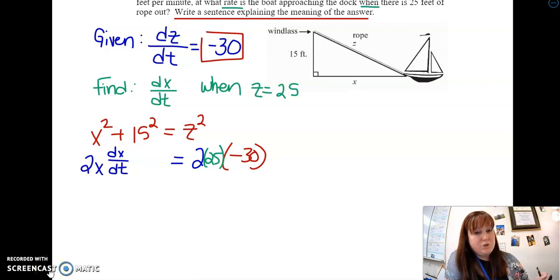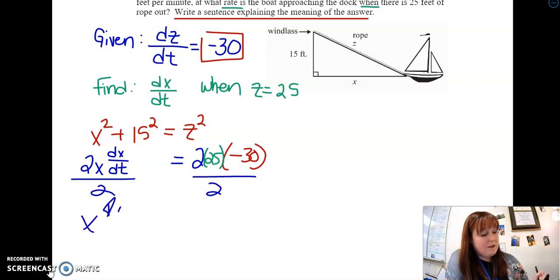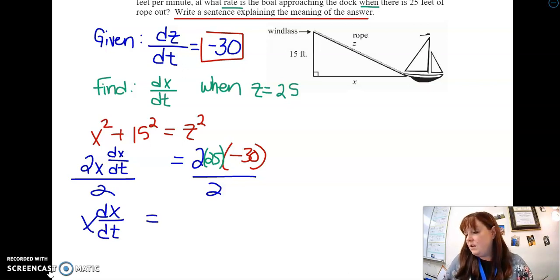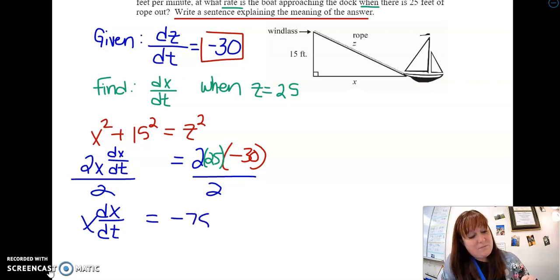So I see that I have a 2 on both sides, so I'm just going to divide both of these by 2 right now. So I have x. You don't have to, it's just a little less math you have to do. My pen is going crazy. I keep having to reset. Okay, x dx/dt equals 25 times negative 30. And we're at negative 750 for that.